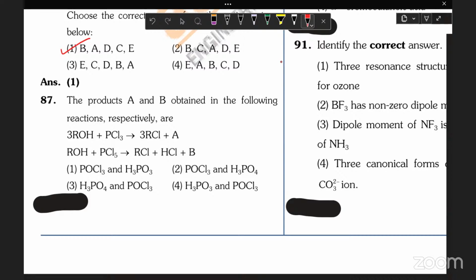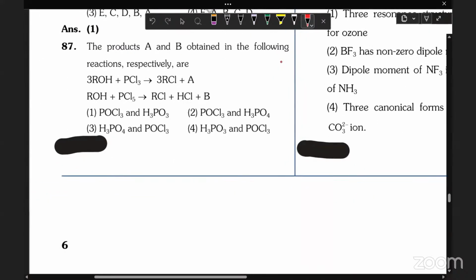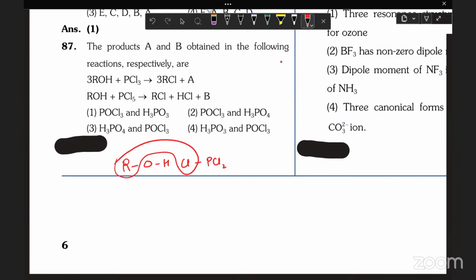Next question: the products A and B obtained in the following reactions respectively are. This is a famous reaction to convert alcohols into alkyl halides. We studied this reaction twice, once in the preparation of alkyl halides and once in the reactions of alcohols, right? So I hope you remember this. The reaction used to go something like this: this is PCl3. So R would go with Cl, and the OH group was supposed to go with phosphorus, and then this reaction will repeat 3 times, and 3 moles of RCl will be formed, and your A will be nothing but P(OH) whole thrice.